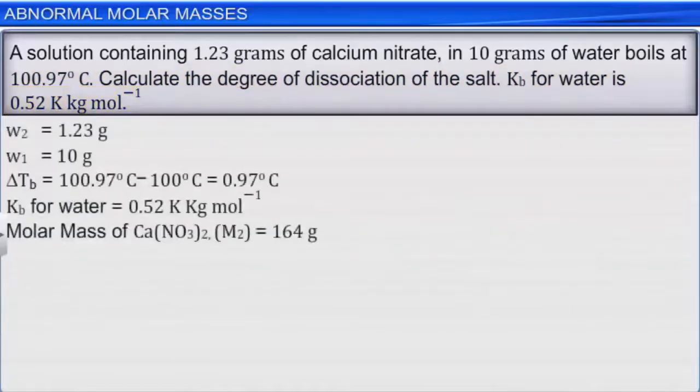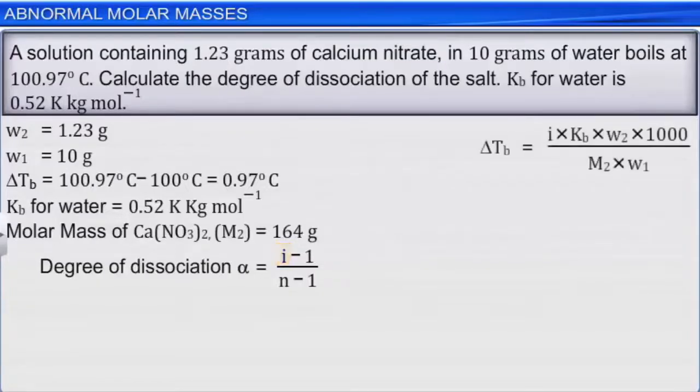The first step is to list the given variables. W2 is equal to 1.23 grams. W1 is equal to 10 grams. Delta Tb is equal to 100.97 degrees centigrade minus 100 degrees centigrade, which is equal to 0.97 degrees centigrade. Kb for water is 0.52 Kelvin kilogram per mole. Molar mass of calcium nitrate, M2, is equal to 164 grams. The degree of dissociation needs to be calculated. For finding the degree of dissociation of the salt, we first need to calculate Van 't Hoff's factor, I.